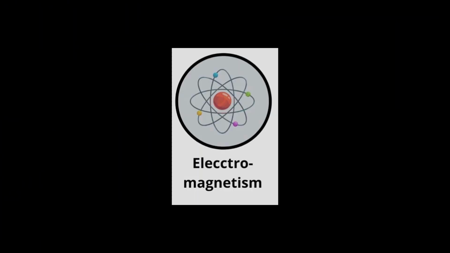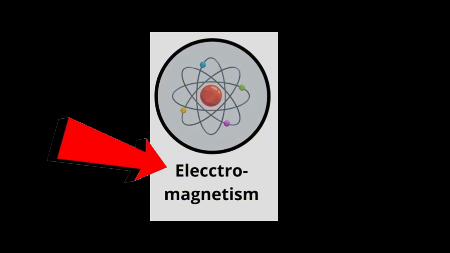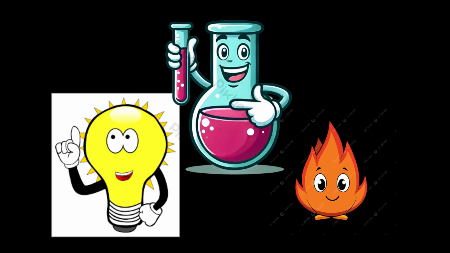Next, there's the electromagnetic force. It's relevant at human scales to the scale of electrons. As well as being stronger than gravity, the electromagnetic force is based on the charge of particles, so it can be both attractive and repulsive. This force is not only responsible for electricity and magnetism, but also light, friction, and even dictates chemical reactions.